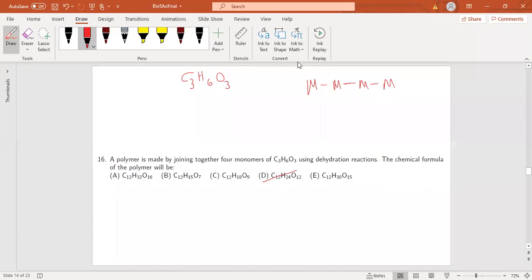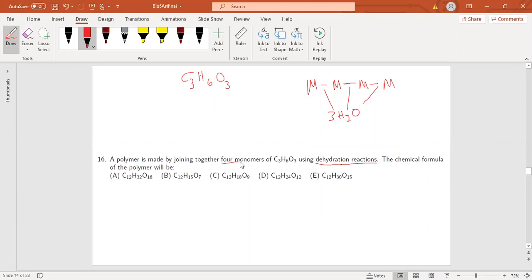So number 16 is saying a polymer is made by joining together 4 monomers of C3H6O3 using dehydration reactions. And they're looking for the final chemical formula of the polymer. So in this case, if we look at this picture over here, we're taking 4 monomers, so 1, 2, 3, and 4, and linking them together. Dehydration reactions release waters, right? So we'll just draw in advance. We're gonna lose 3 waters, right? So let's take that into consideration.